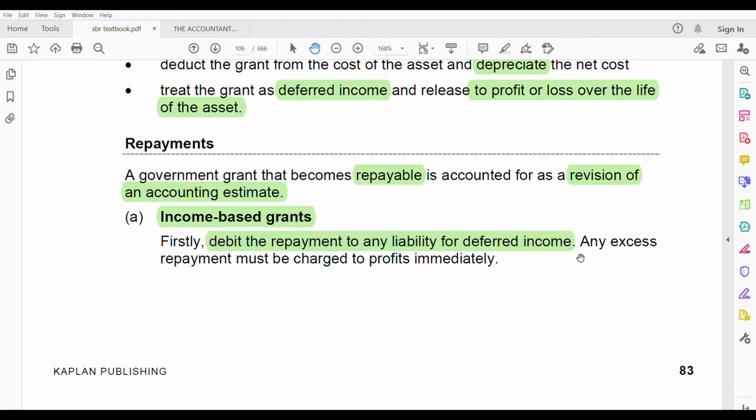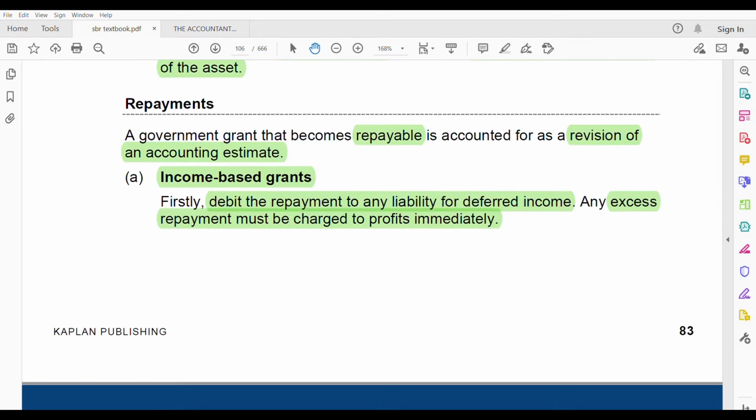That means your liability will go down, right? Because you are repaying it back, so you debit it. And excess repayment must be charged to profits immediately. Any excess repayment will be charged to profits immediately, if it's an income based grant.